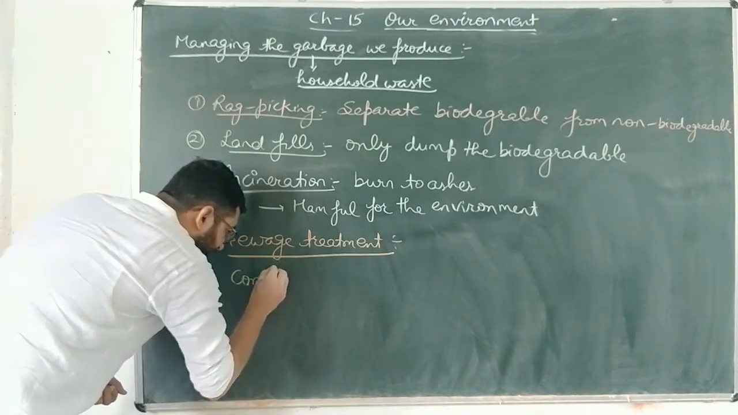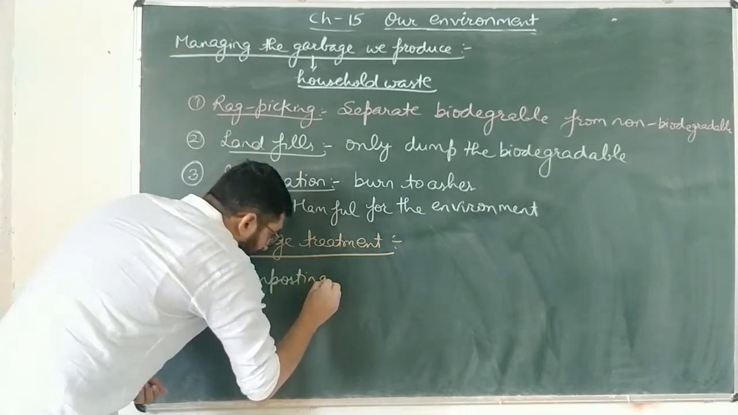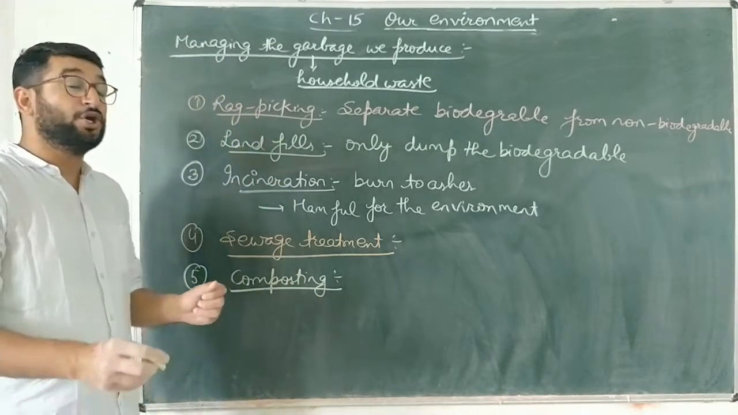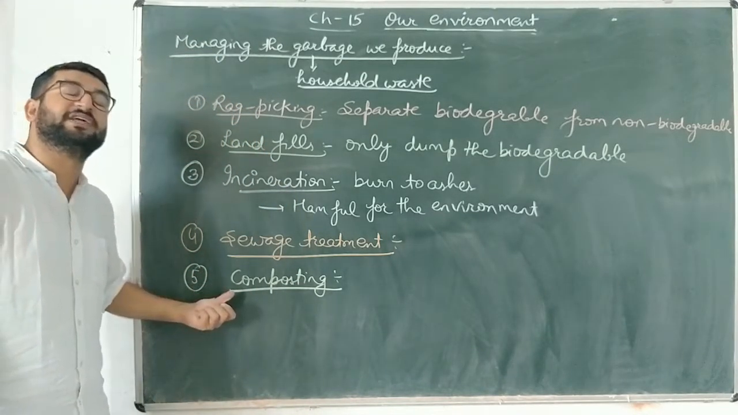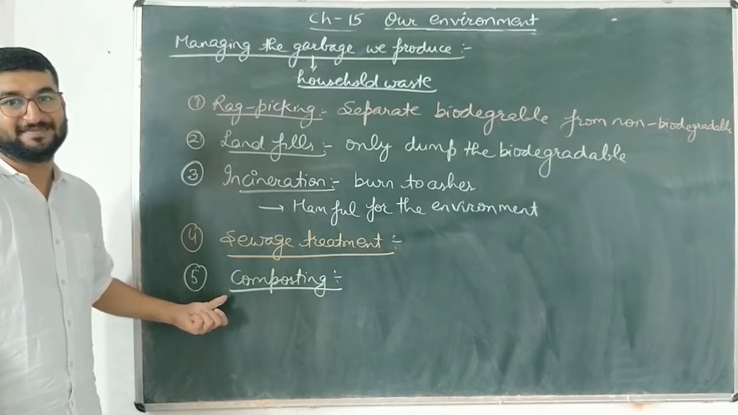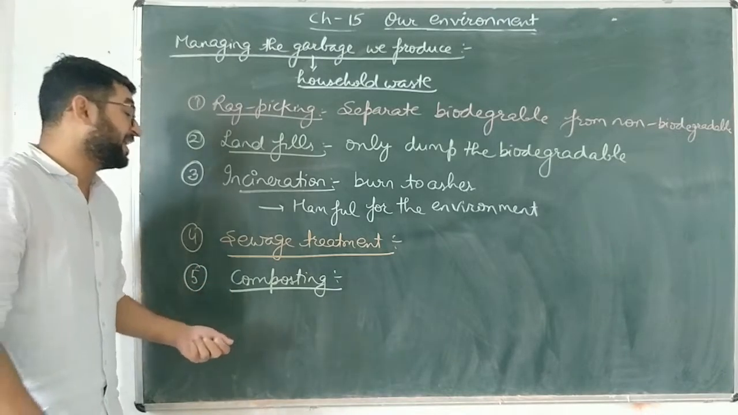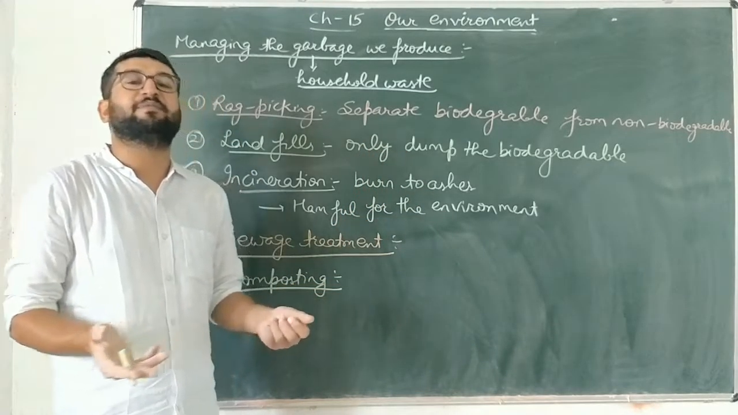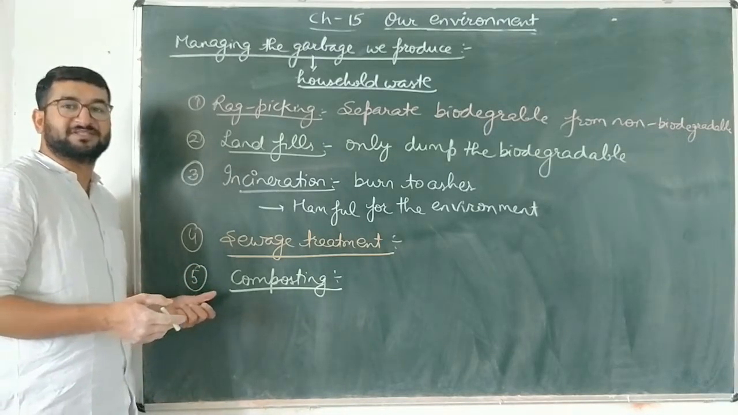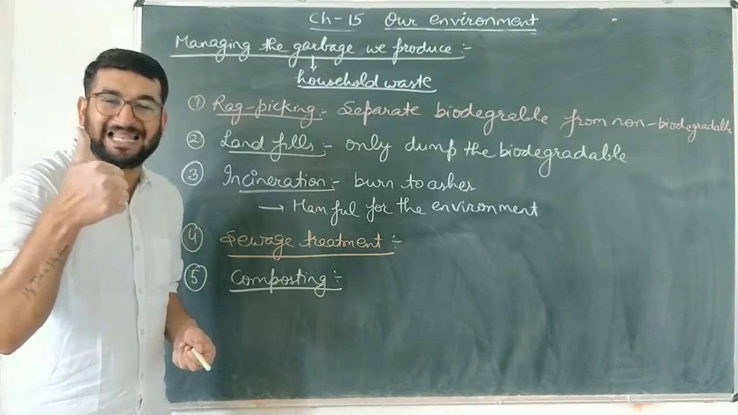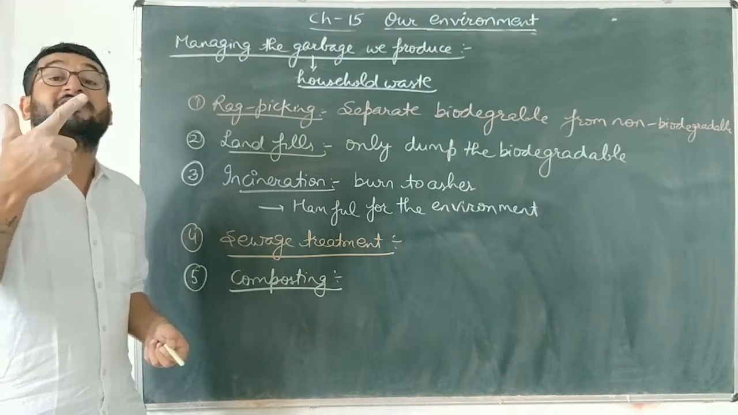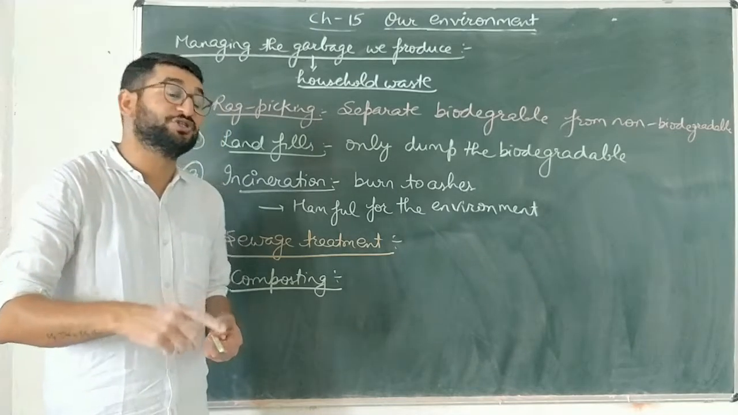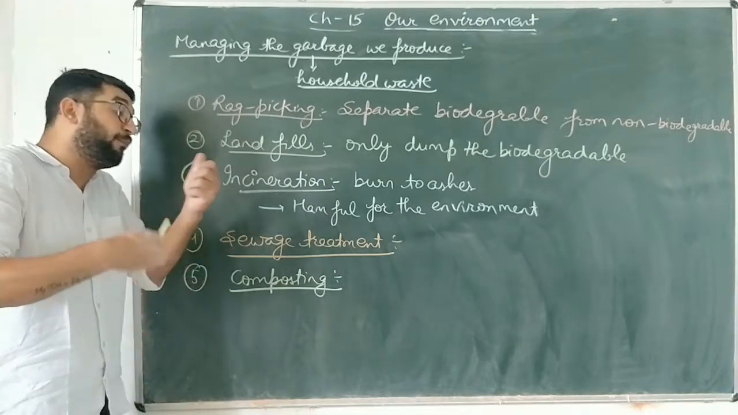Fifth one is composting. Composting is also a method to properly dispose of biodegradable waste only. Biodegradable waste is placed in a compost pit, or compost jars are also available nowadays, which are small jars made up of plastic, and those compost pits will convert biodegradable waste like animal waste, cow dung, vegetable peels, rotten vegetables, the dried chapatis of our houses, and those compost pits will decompose them.